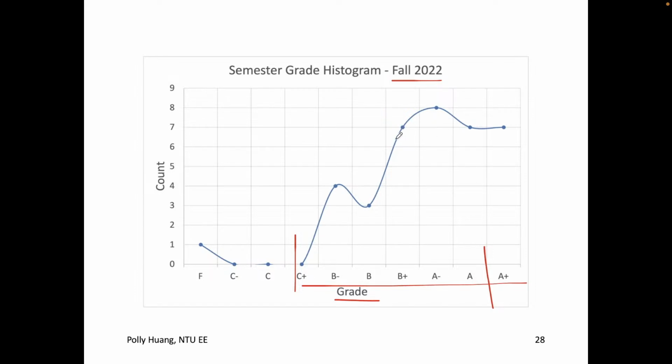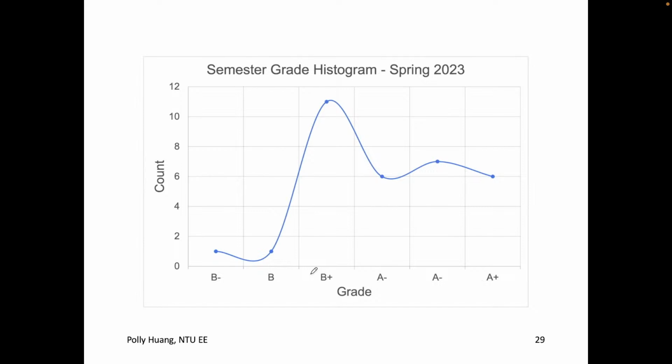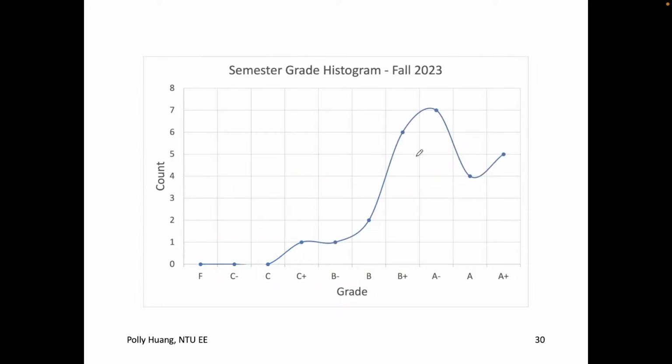And in such a system, you see the mass majorities fall in these three categories: B plus, A minus, and A. For spring 23, you see again B plus, A minus, and A. Oh, sorry, this should be A. This is where the mass majority of the students end up at the end of the semester. And this is fall 23, mass majority falls in these three categories again.